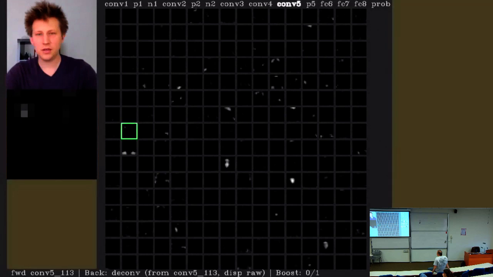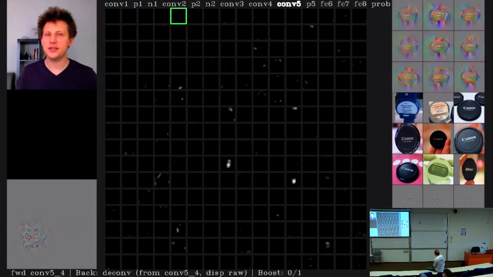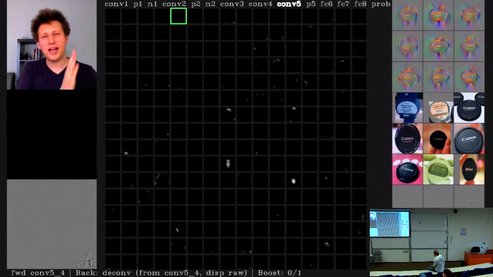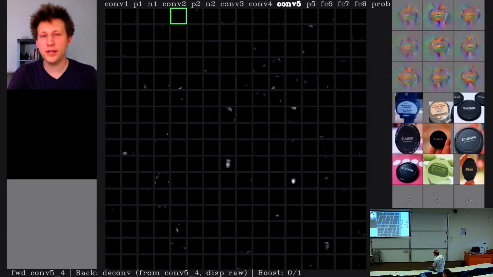Finally, here's another interesting neuron. This one has learned to look for printed text in a variety of sizes, colors, and fonts. This is pretty cool, because we never asked the network to look for wrinkles or text or faces. The only labels we provided were at the very last layer, so the only reason the network learned features like text and faces in the middle was to support final decisions at that last layer.